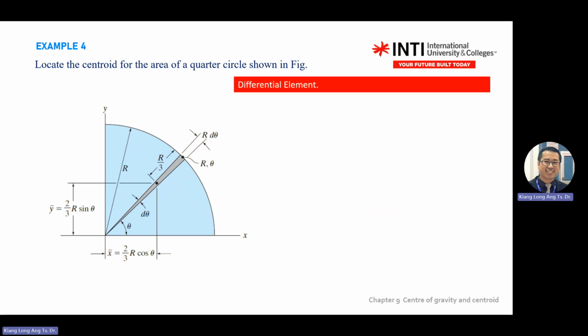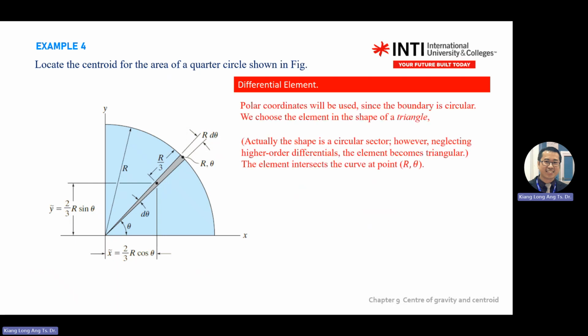So same, first step, differential element. You go into the diagram, draw where is the small area of that element. So this one you read. The centroid of this small element will be at here. The element intersects the curve at the point here.